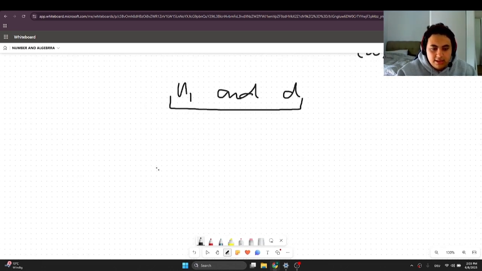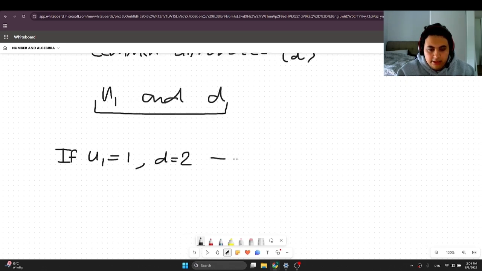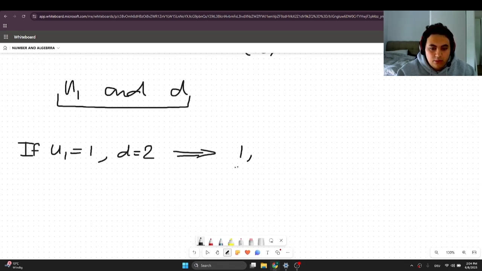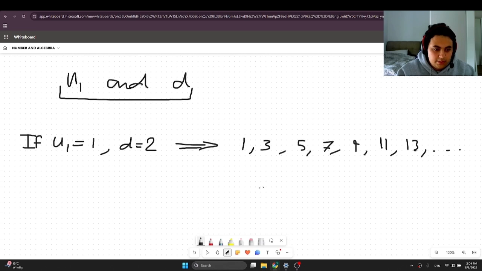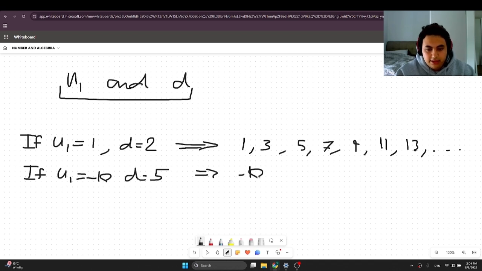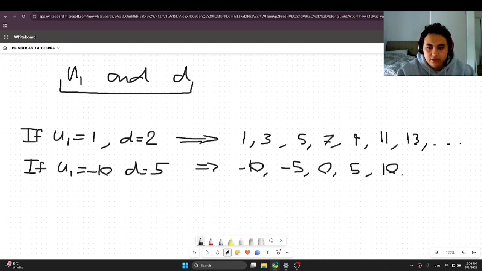Okay, so let's take an example. If u1 is equal to 1 and d is equal to 2, then the arithmetic sequence we get is: 1 as our first term, then we add 2, so 3, then 5, 7, 9, 11, 13, and so on and so forth. Let's say u1 is equal to negative 10 and d is equal to 5. Then we start with negative 10, then negative 5, then 0, then 5, then 10, and so on.